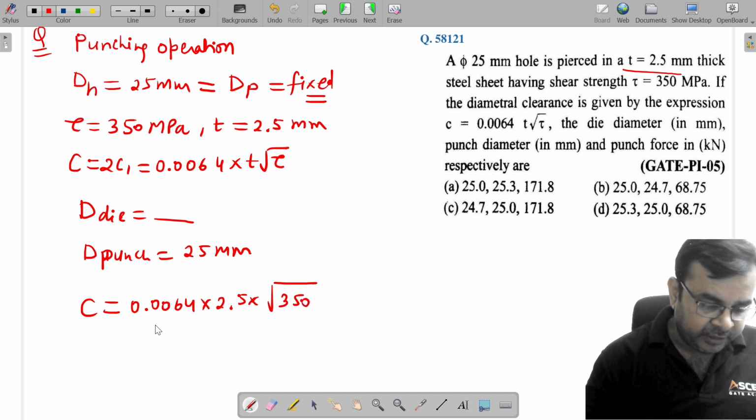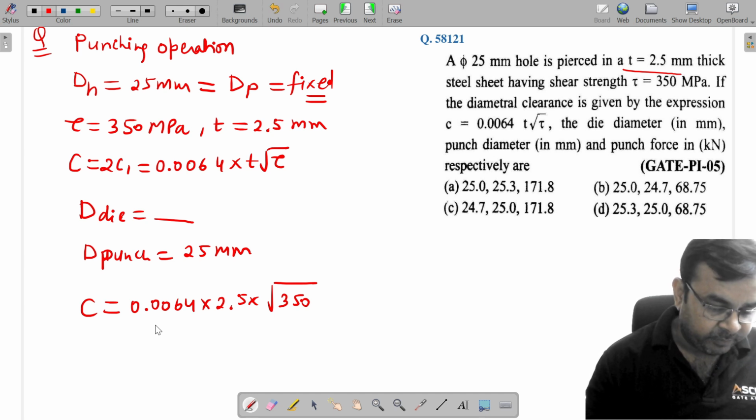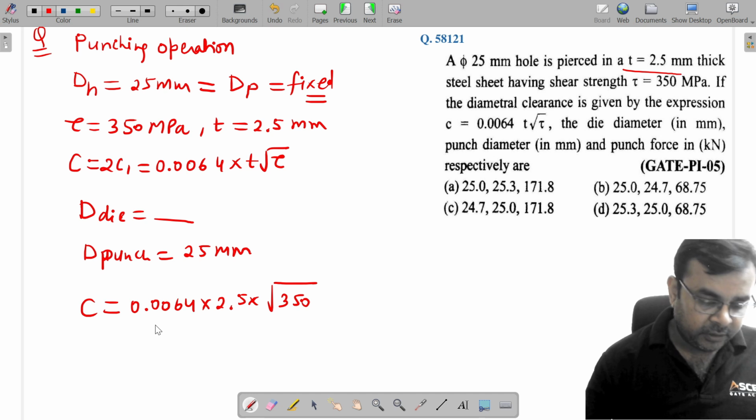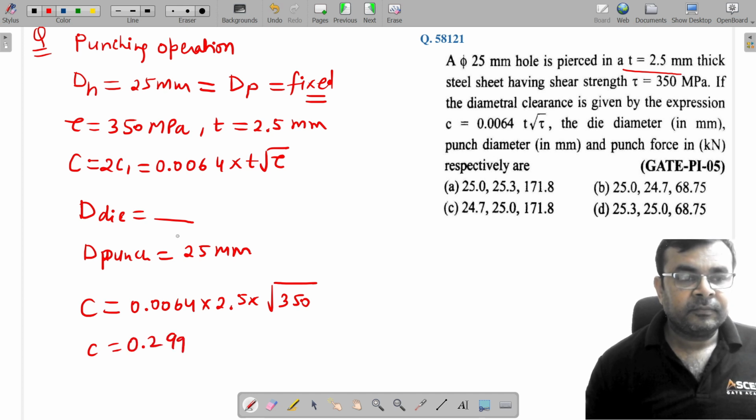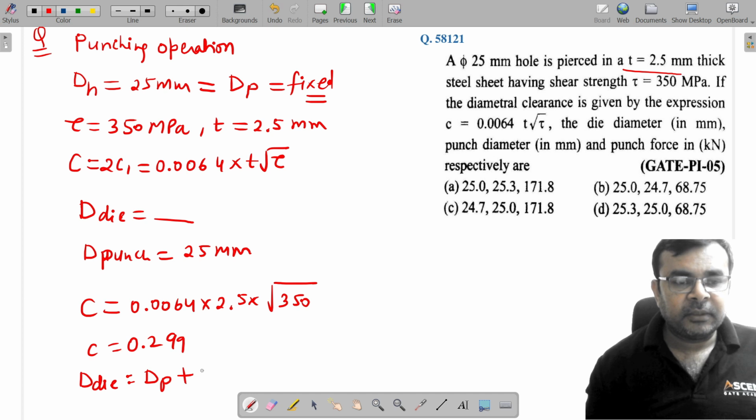So let me check if I calculate this value. Simply here we get square root of 350 into 2.5 into 0.0064. So this is nothing but C is equal to 0.299. Correct. And once you get this, the diameter of the die is nothing but the diameter of the punch plus the diametral clearance. So this is 25 plus 2.